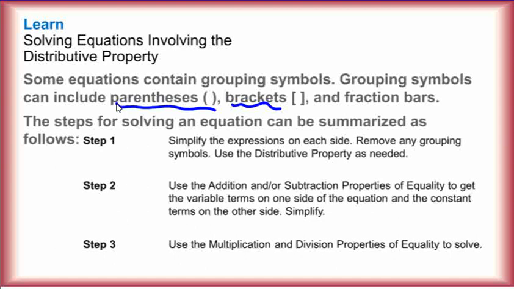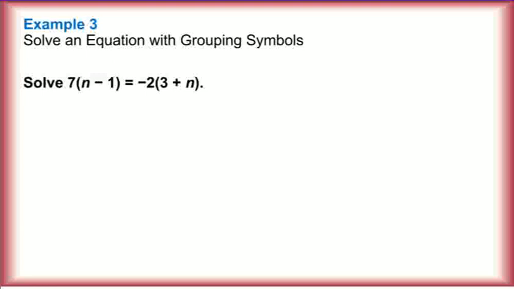Step 2, use addition and or subtraction properties of equality to get the variable terms on one side of the equation and the constant terms on the other. And then you can simplify from there. And your last step is always going to be multiplication or division. So an example here. Here I have an equation with variables on both sides, and I got parentheses in here.